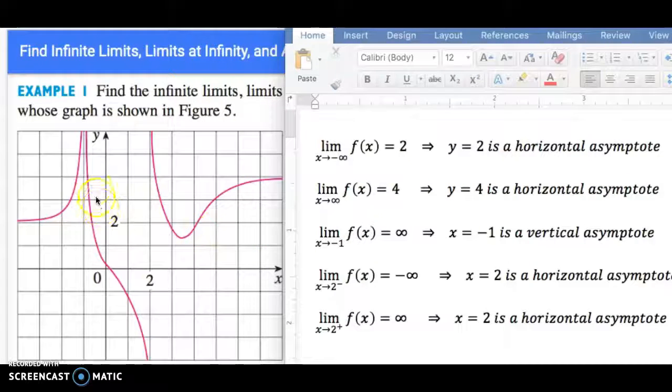When you find your limit at -1, we see that it equals infinity. So that means there is a vertical asymptote at x equals -1. When we looked at 2, we see it goes to negative infinity on the left, positive infinity on the right, both of which tell me that there is a vertical asymptote at x equals 2. So this is how you would solve the problem. This is what you would write.